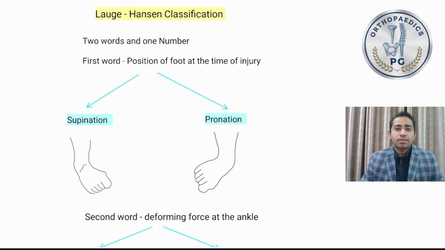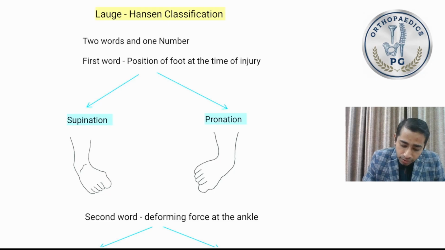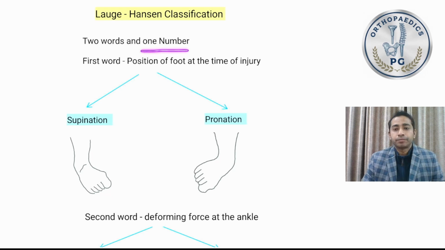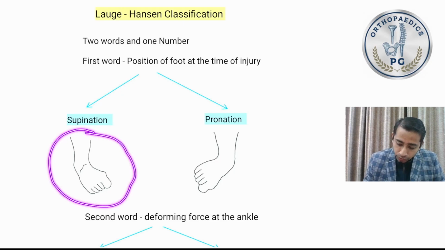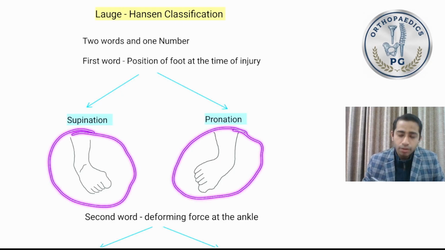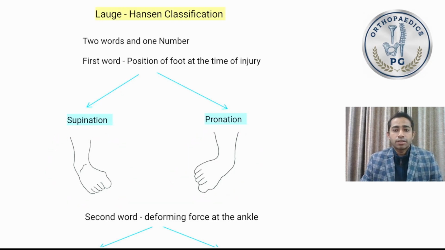So Lauge-Hansen classification describes ankle fractures in three parts. The first two parts are words and the third part is a number. So let us see the words. The first word is the position of the foot at the time of injury, which can be supination or pronation. So the first part of the description of the fracture contains either supination or pronation.